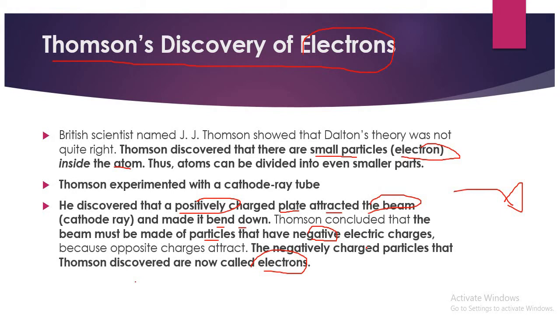So what did this conclude? Thomson concluded that the beam must be made of particles that have a negative charge. This means that the beam is made of negative charge, attracted by the positive pole of the magnet. This negative charge is called electrons.